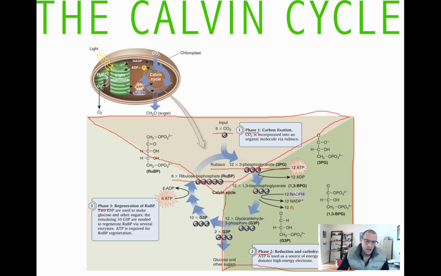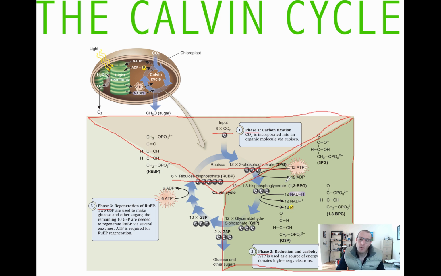shape here. So what's going to happen in here is phase 2. That's called reduction and sugar or carbohydrate production. I call it the reduction stage. We take those 12 3-carbon phosphoglycerates that we produced in the carbon fixation stage, which are right here, and each one of those is going to undergo some reactions with ATP.